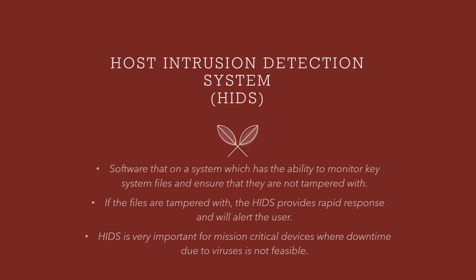And a lot of the times in an enterprise situation, these files are protected and access and privileges to modify and change these files is not allowed. And so if there's an HIDS on a system and these files are tampered with, an HIDS can provide rapid response and alert the end user. An HIDS can also roll back these changes.